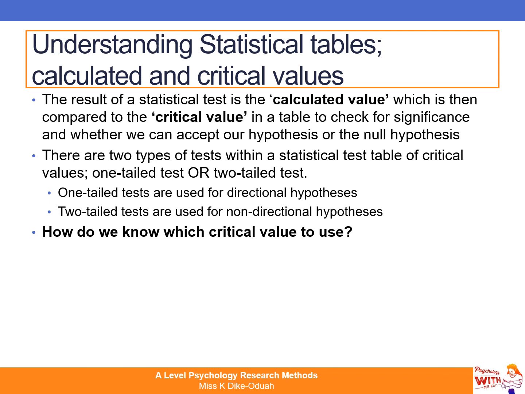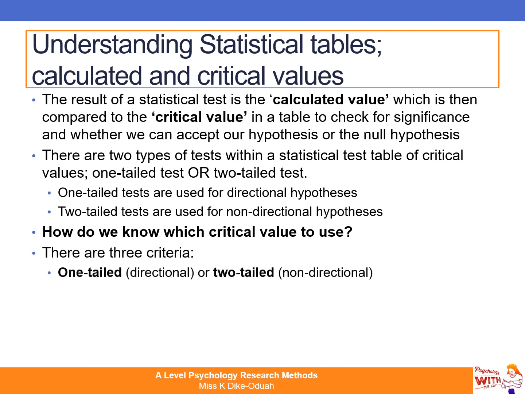How do we know which critical value to use? Well, there are three main criteria points. We've got the first decision, which is understanding the nature of our hypothesis. So if our hypothesis is directional, then we need to be using a one-tailed test. If it's non-directional, it needs to be two-tailed.